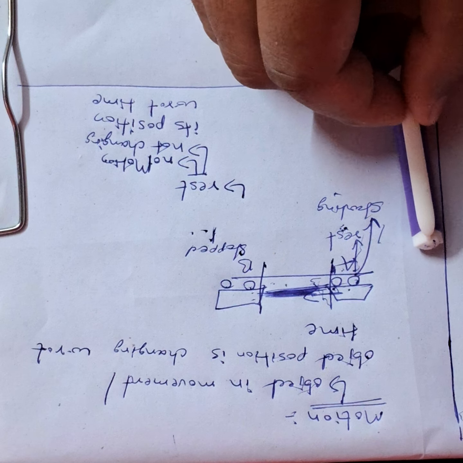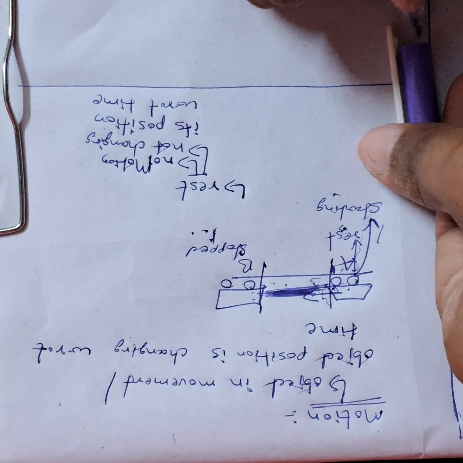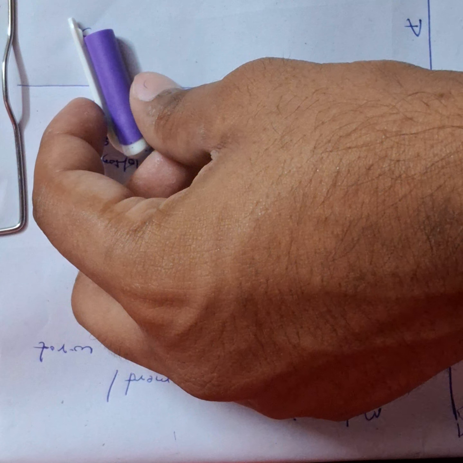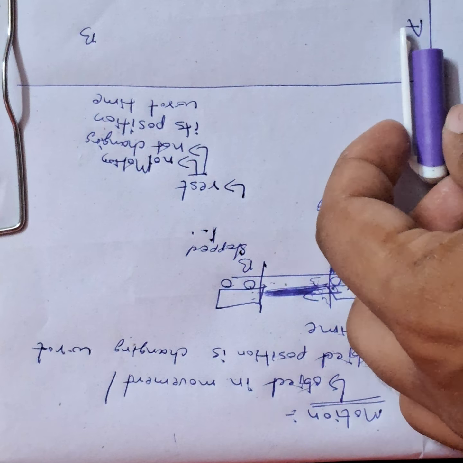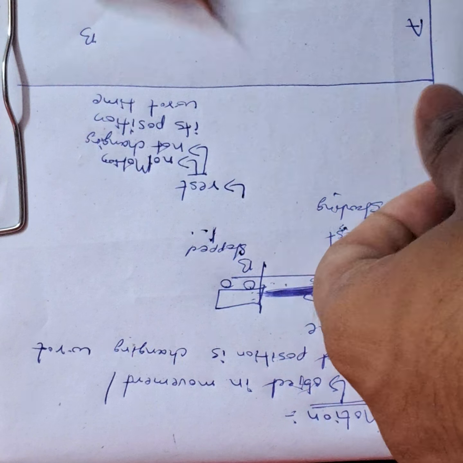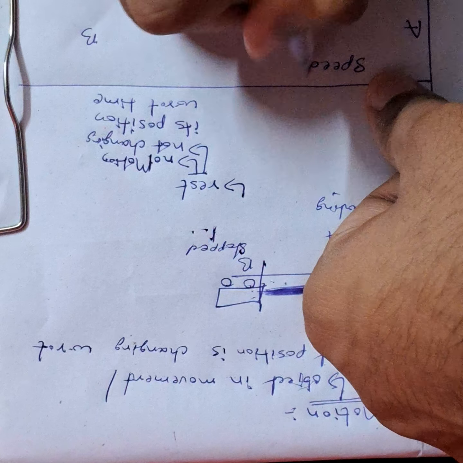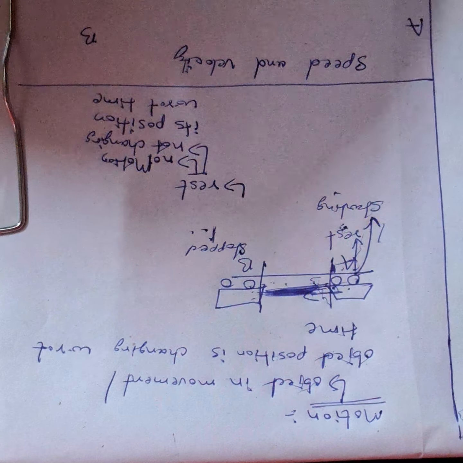So let us assume this is point A. Let us assume this is point B. From here to here, it has been traveled. So in what ways can it be traveled from A to B? First way is maintaining same speed. Okay, before that, let's learn about speed and velocity.